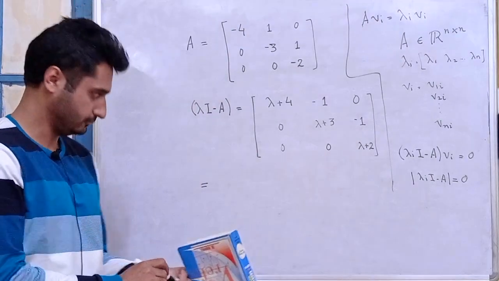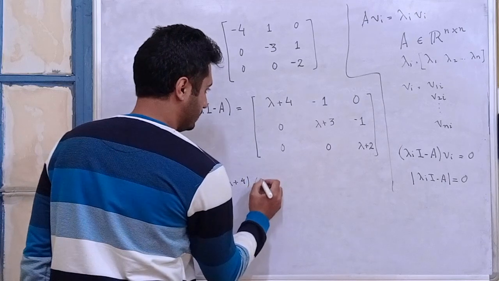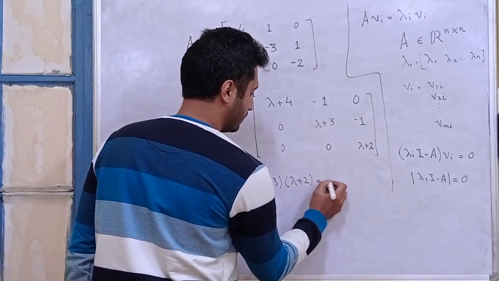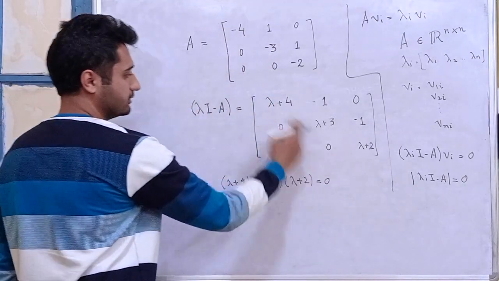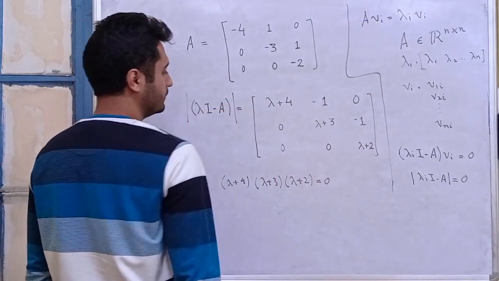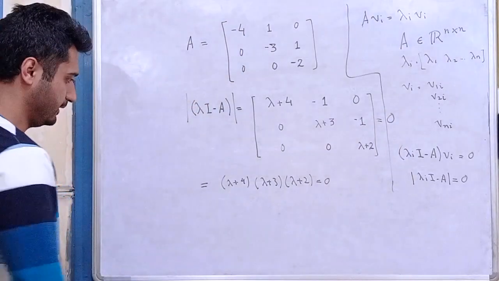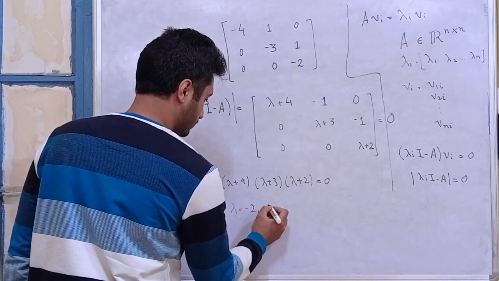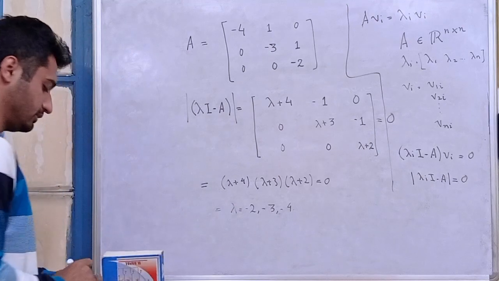Lambda plus 4, lambda plus 3, lambda plus 2 equal to 0. When you solve the determinant of this lambda I minus A matrix, you have to put it equal to 0. Then you will get this kind of equation, and this is very easy. Then you can say that lambdas are minus 2, minus 3, and minus 4. So you have found the eigenvalues.